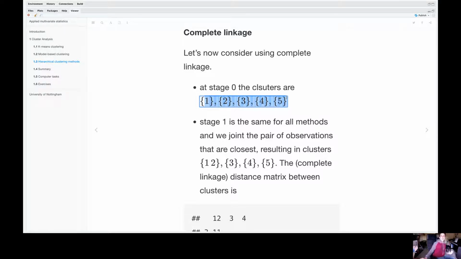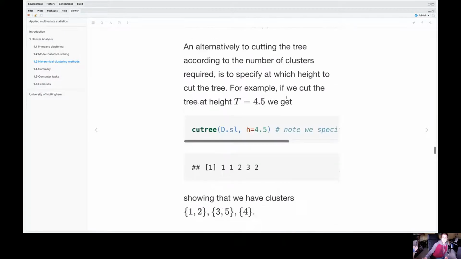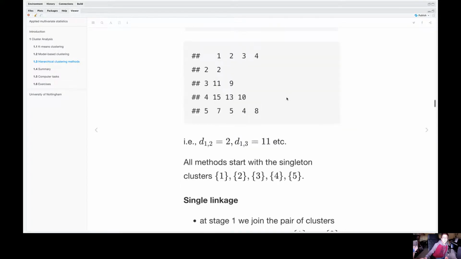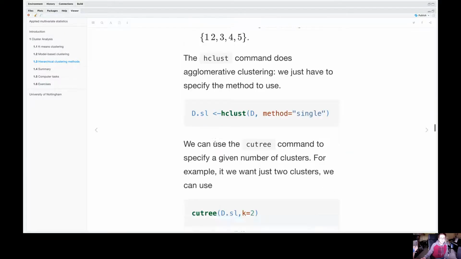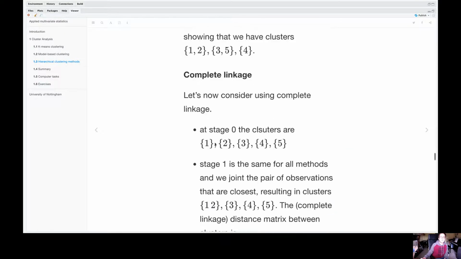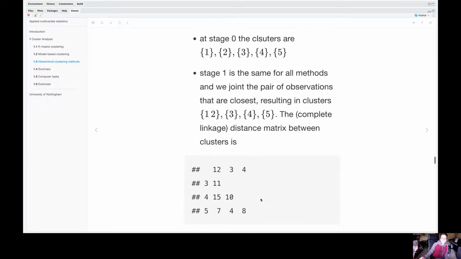Now, stage 1 is just going to be the same. Stage 1 works with the underlying distance matrix, so we just find the minimum distance between points. So again, they're all going to do the same thing at stage 1. They're going to join cluster 1 and cluster 2, because that's the smallest distance. So all the methods are going to join these 2 together first. But what changes now is the distance matrix that we get left with. We have to compute the distance between the clusters we started with and the new cluster.